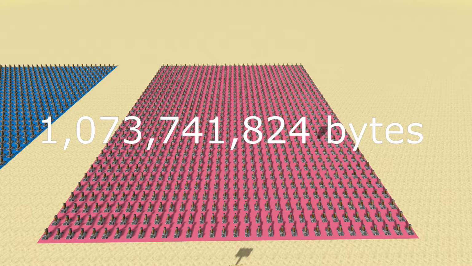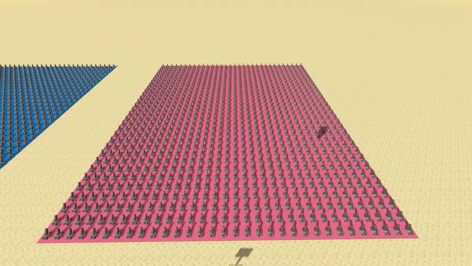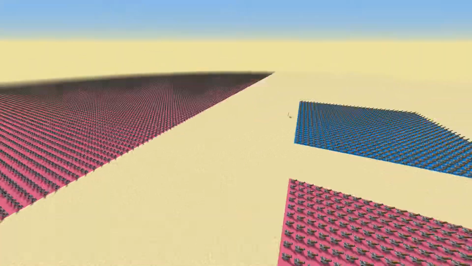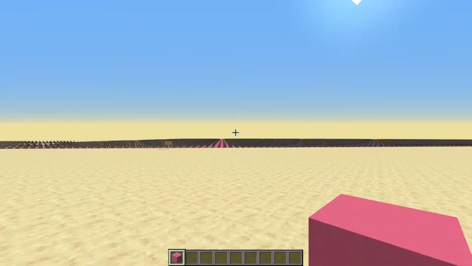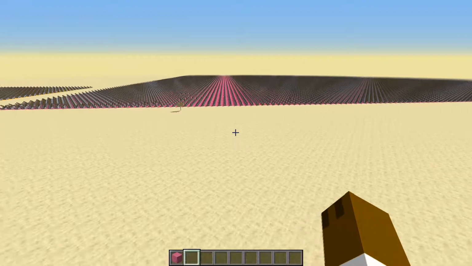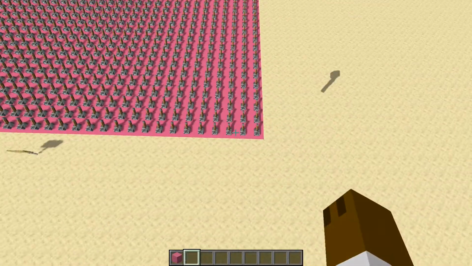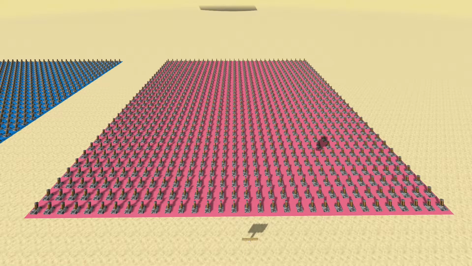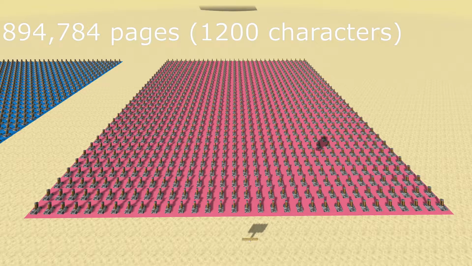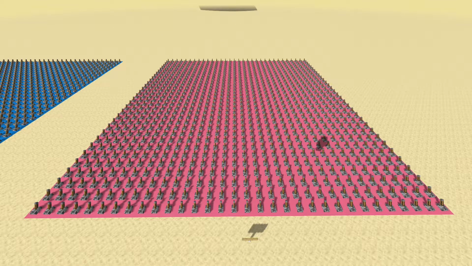This is about 1,073,741,824 bytes. Now, it doesn't look as impressive as the one over there, but keep in mind that this is pink concrete. And you know what pink concrete represents? One of those. So imagine you have 32 of these stacked next to each other by 32 of these stacked next to each other. So 32 of these by 32, which is just insane. Now with a gigabyte, you can probably write about 894,784 pages of text, about 1,200 characters each. You know, when you're in that grind for college essays. Yeah. Pretty insane. Well, that's a lot of storage.